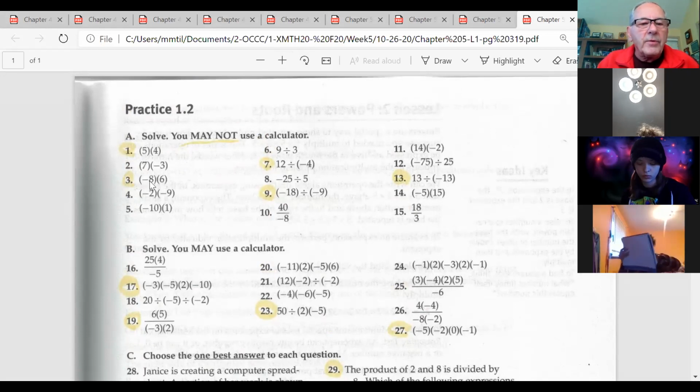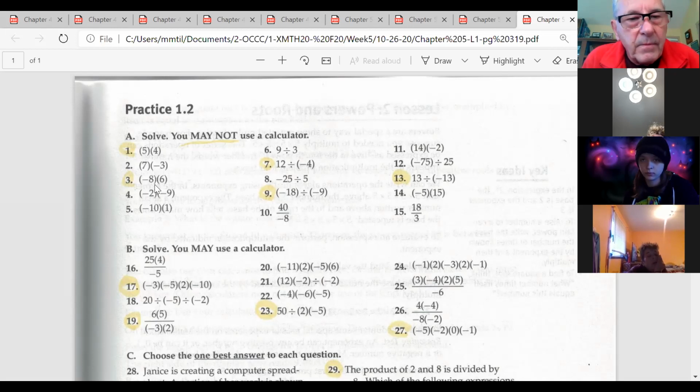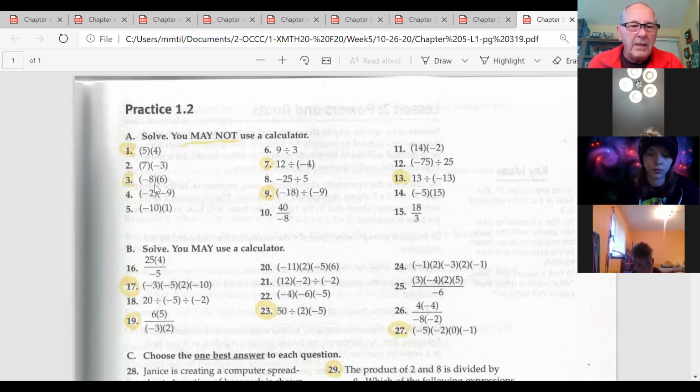Okay, Jessica, what about number three? Six times eight, you remember your times tables? What's 6 times 6? 36. And then 6 times 7 is another 42, and then add one more 6 to 42, and you're up to, 42 plus 6 would be what? 48. So 6 times 8 is 48.